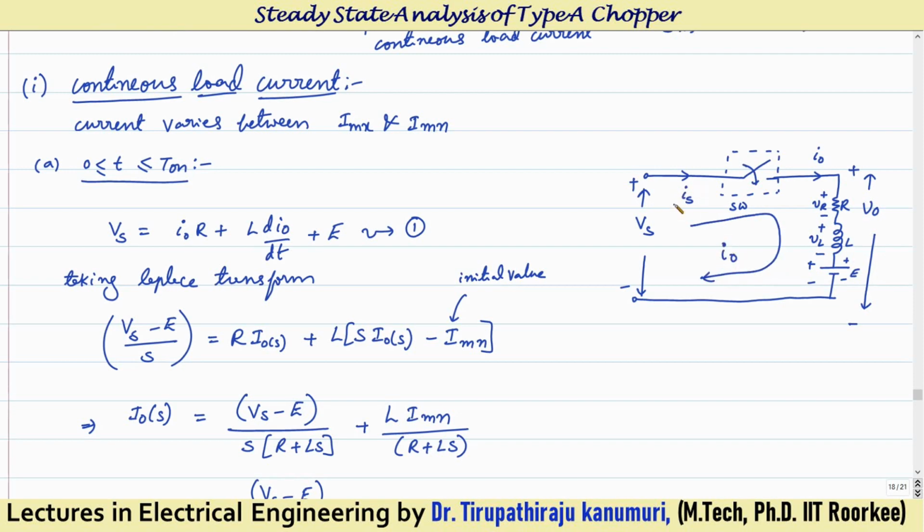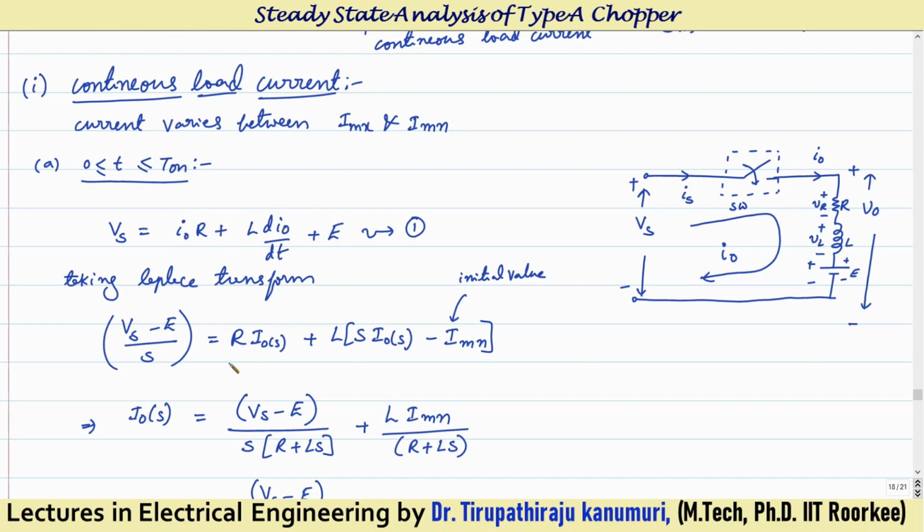So we can tell that under this condition, Is, current supplied from the source, is equal to current supplied to the load. Both are one and the same. So the current will circulate like this. So we can apply the KVL in this loop. We can write the KVL like this: supply voltage will be equal to voltage drop across this set. So we can tell that Vs is equal to I0 into R plus L into di0 by dt plus E.